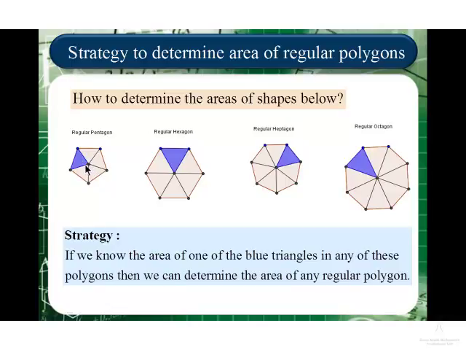So knowing the area of the triangles as indicated in blue, we can just multiply by the number of such triangles that make up the area of the respective regular polygon, and in such a way we can find the area of a regular polygon. This is what we will do in the next slide.